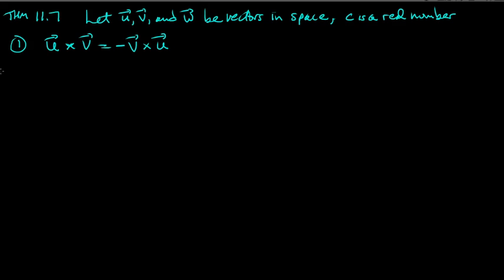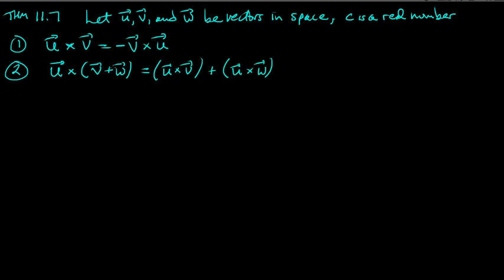Okay, the second property just says that the cross product distributes over a sum. So if I take u cross, let's say, v plus w, I can just as well take u cross v and then add to that u cross w.